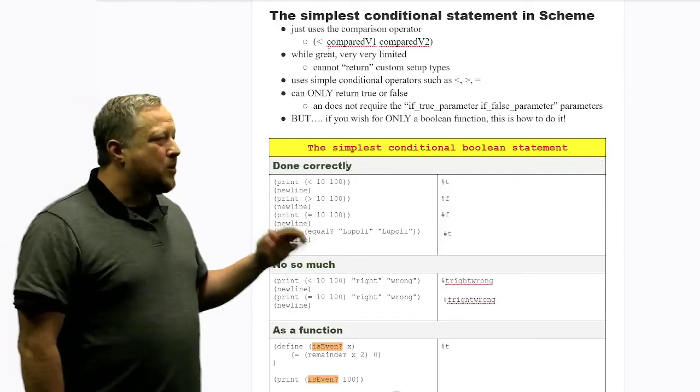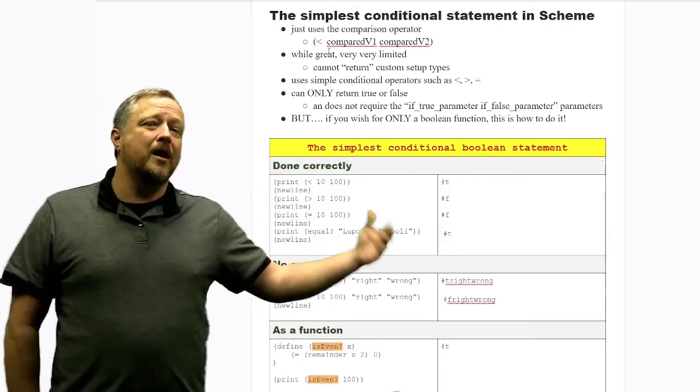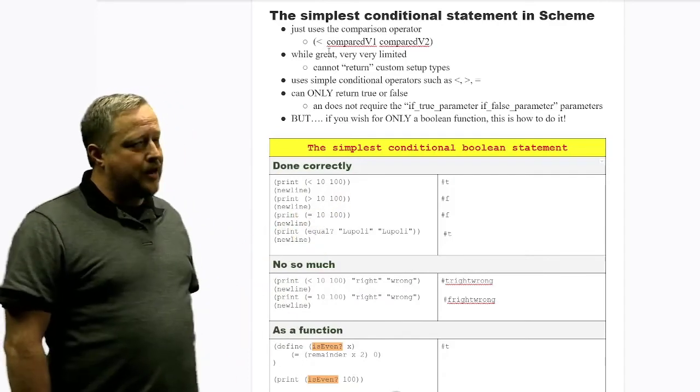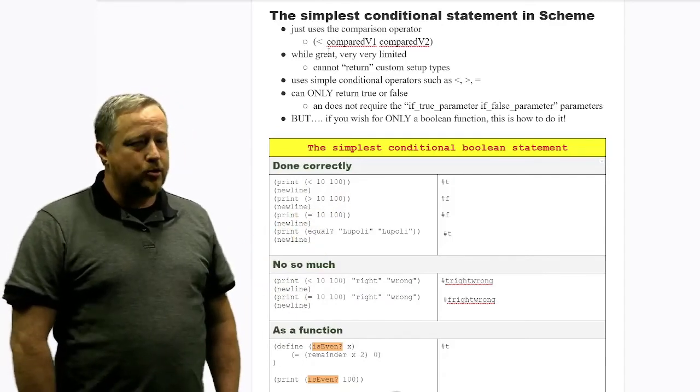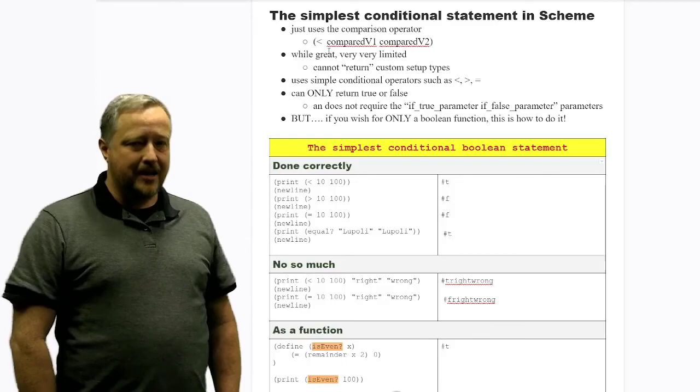But again, what's the difference between this and what's coming up is that we're strictly defining the true and falses as returned using this type of syntax in Scheme.